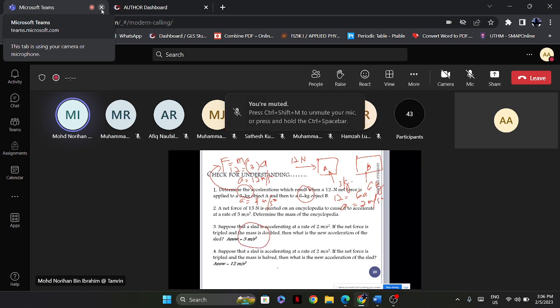And for question 4, suppose that the sled is accelerating at a rate of 2 meters per second square. If the net force is a triple and mass is half, then what is the new accelerations of the sled? Which in this case, the answer is 12 meters per second square. Okay, you can try to do it at home. Then, if you have any problem, then you can ask me later.